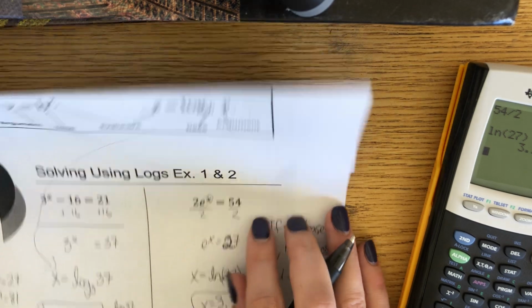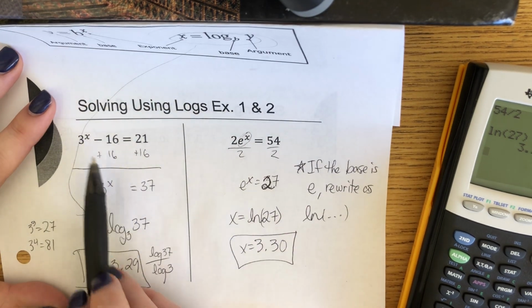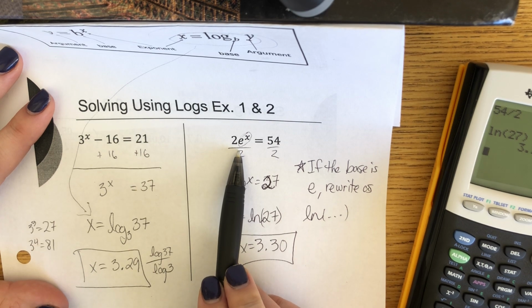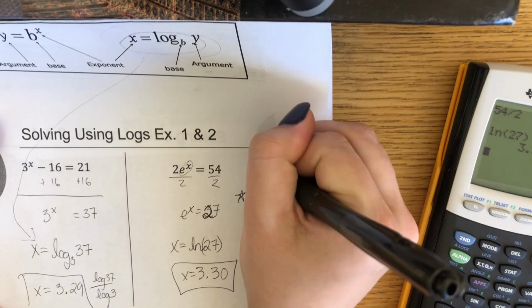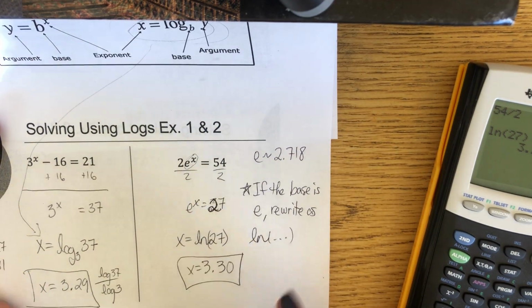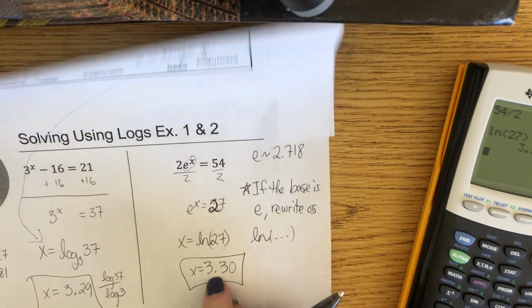So I just solved two different exponentials, one with a base that's an integer and one that's a base e. And e, recall, is about 2.718, 2818, etc. Just so that you know. Okay, let's move on to example 3.